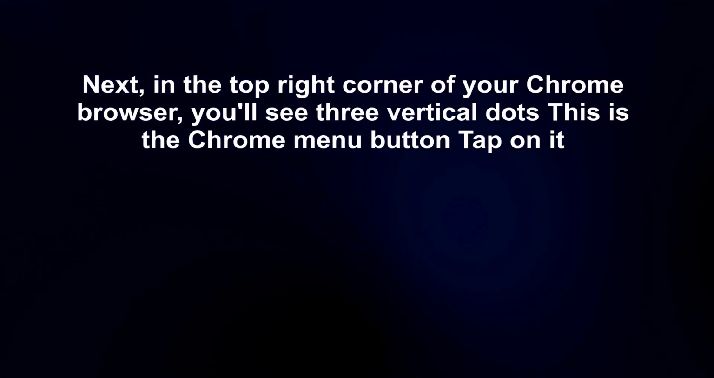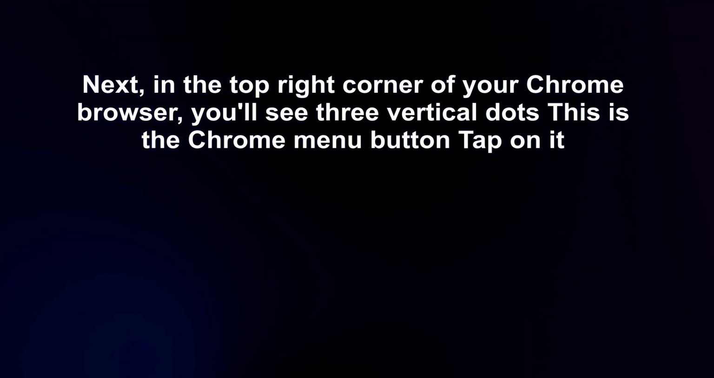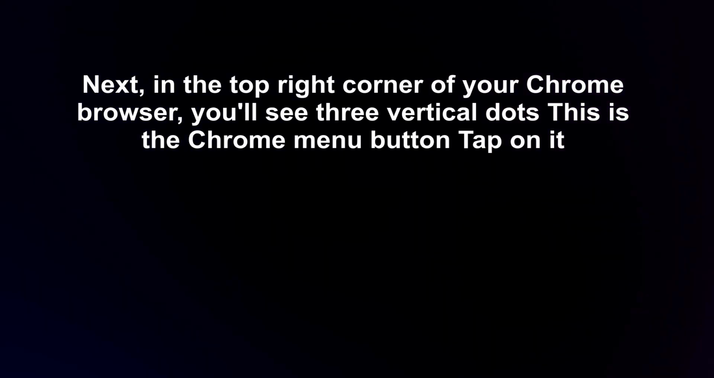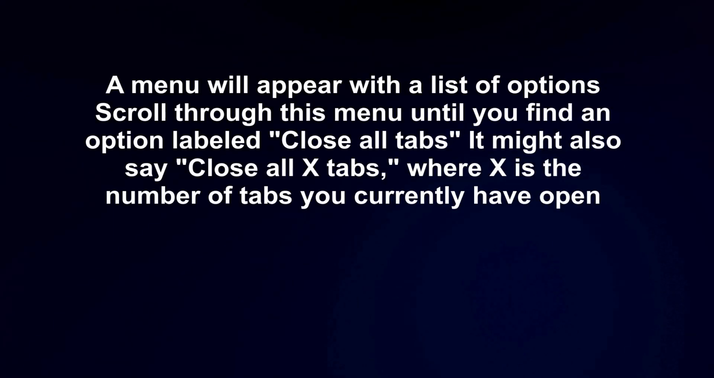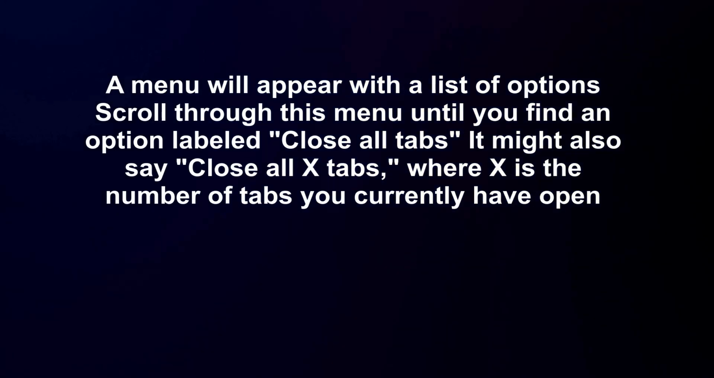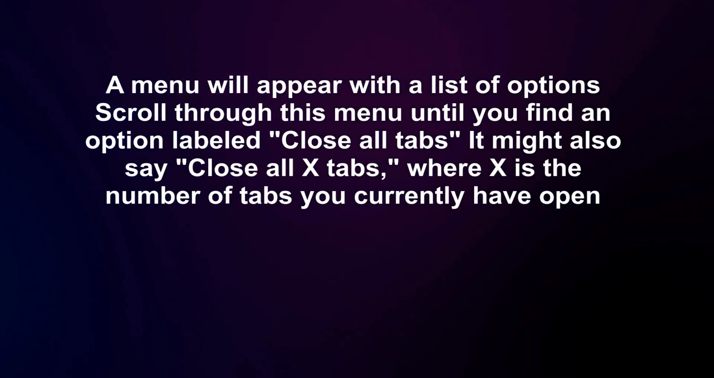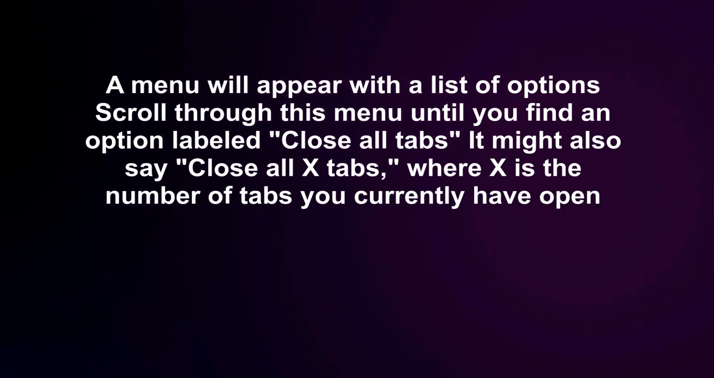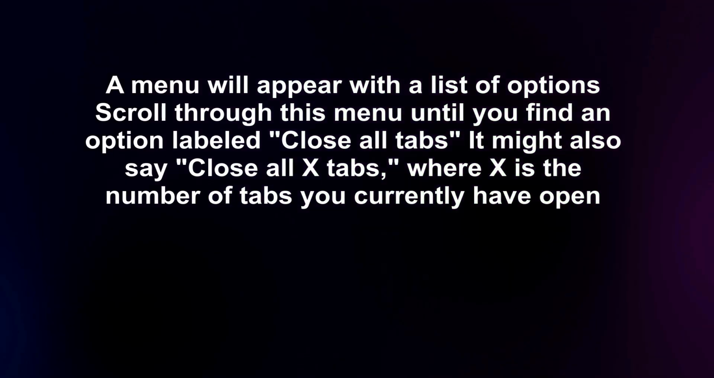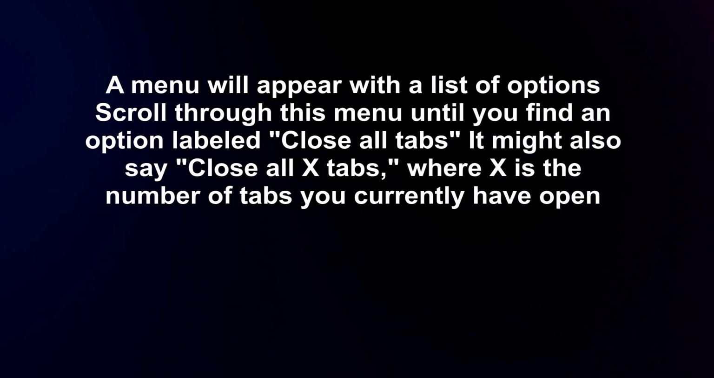Next, in the top right corner of your Chrome browser, you'll see 3 vertical dots. This is the Chrome menu button. Tap on it. A menu will appear with a list of options. Scroll through this menu until you find an option labeled Close All Tabs. It might also say Close All X tabs, where X is the number of tabs you currently have open.